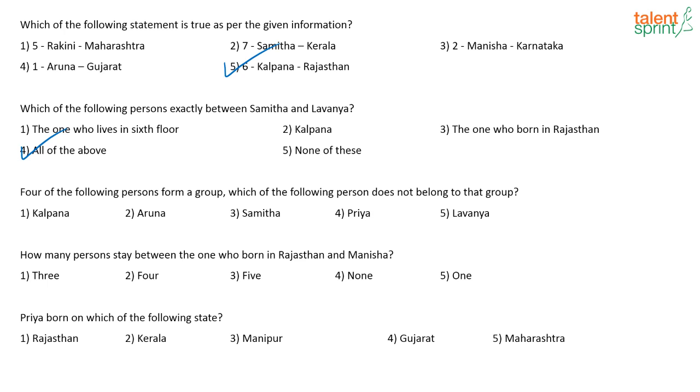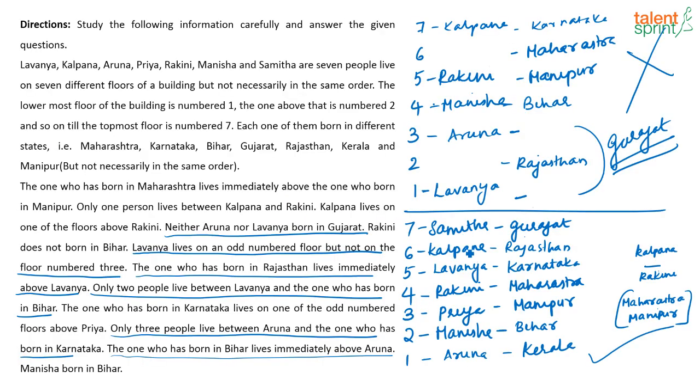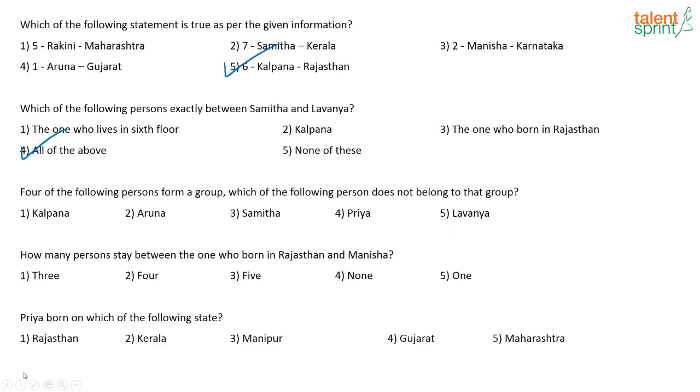Four of the following persons form a group. Which of the following persons does not belong to the group? Kalpana, Aruna, Samita, Priya, Lavanya. So Samita, Lavanya, Priya, all these are on odd numbered floors. Kalpana is on an even numbered floor. So which will be your answer? Your answer obviously has to be Kalpana. Aruna is also on an odd numbered floor. So all these people are on odd numbered floors. Only this person is on an even numbered floor. Kalpana is your odd one out.